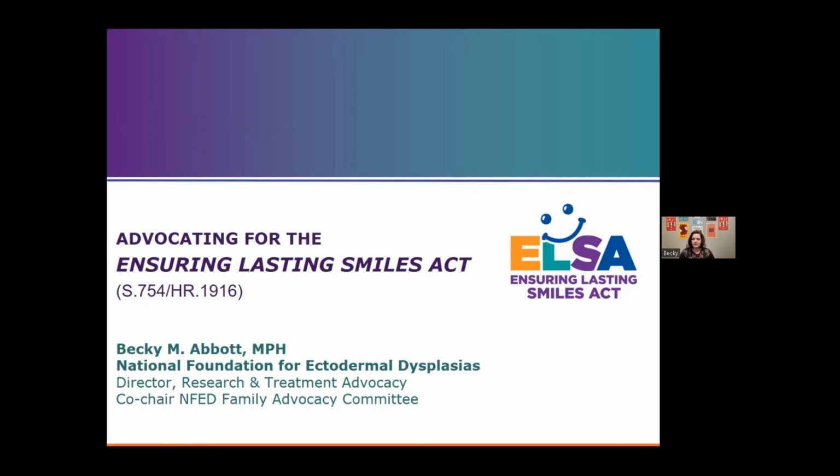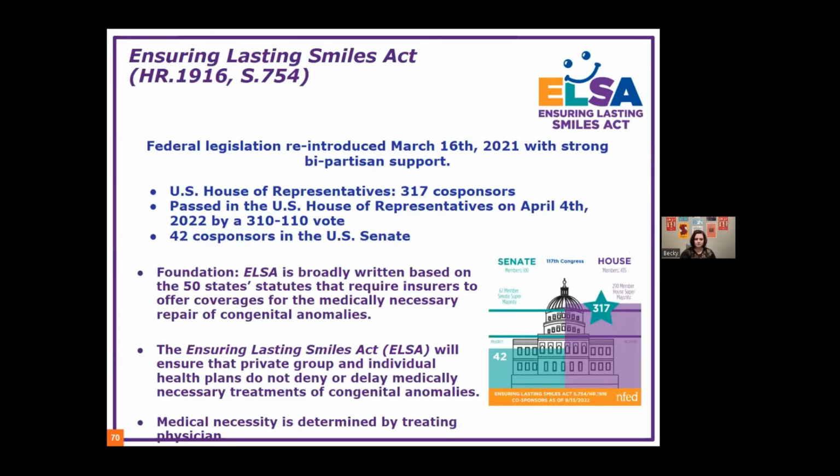And I'm here to talk a little bit about the Ensuring Lasting Smiles Act. The Ensuring Lasting Smiles Act, which is also known as ELSA or HR 1916 in the U.S. House of Representatives, or S754 in the U.S. Senate, is federal legislation that was reintroduced last year, March 16th, with strong bipartisan support. As of right now, we have 317 co-sponsors in the House and 42 U.S. Senate co-sponsors. The bill also passed in the U.S. House of Representatives on April 4th of this year with a 310 to 110 vote, which is absolutely amazing considering it is a healthcare bill.